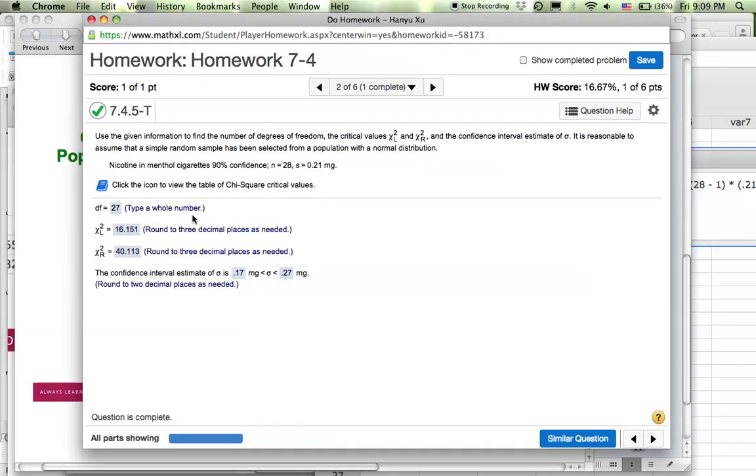Okay? So first, degree of freedom, for chi-square distribution, it is n minus 1. So it's 28 minus 1, which is 27. And for the chi-square left and chi-square right, you need to check the table.